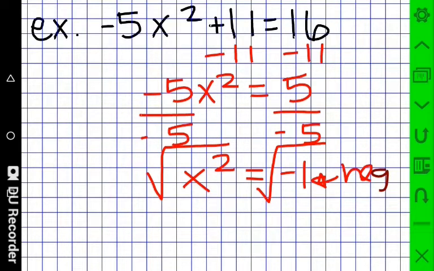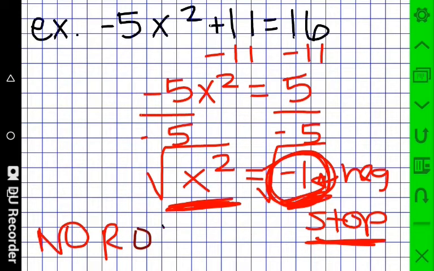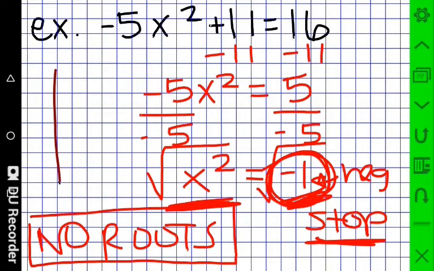So when you get a negative right there, you are going to stop. You do not need to do anything. When x squared is by itself and it's equal to a negative, you are going to stop and write no roots. Your answer is no roots, meaning that it would never touch the x-axis.